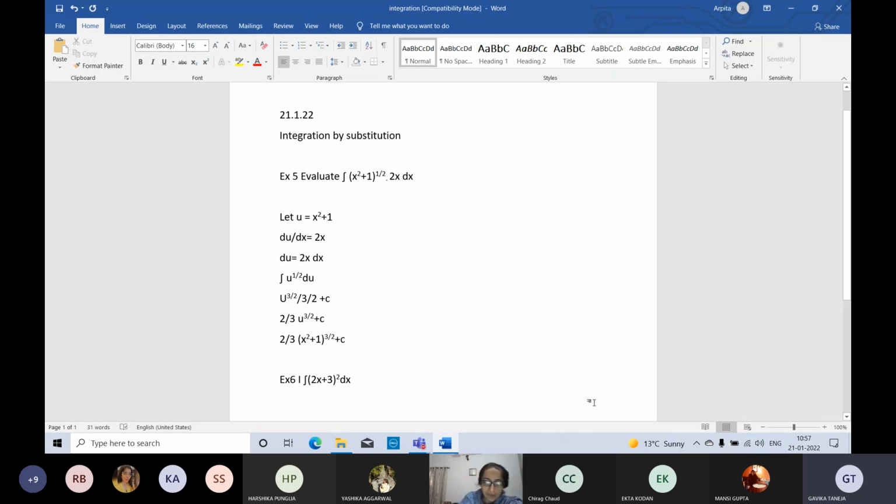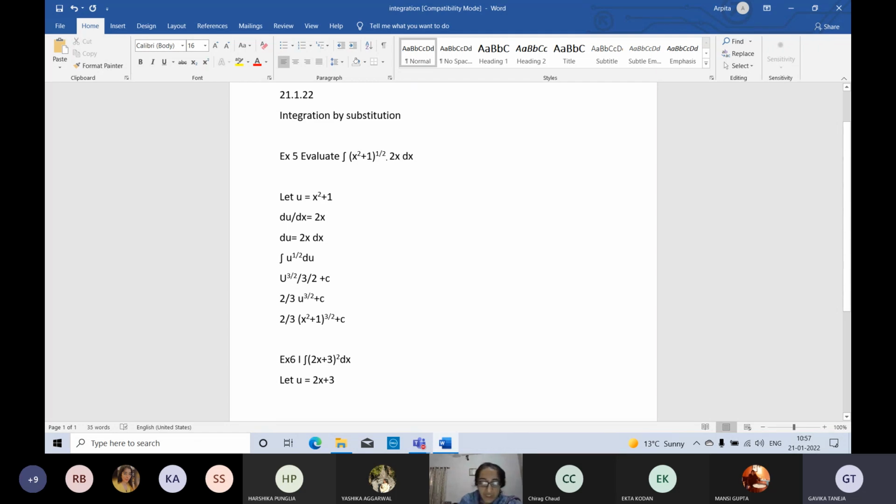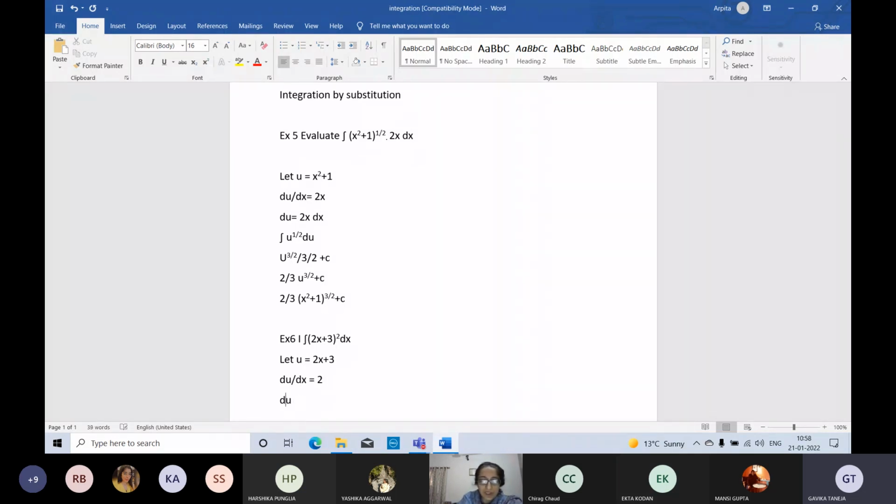Let's try. Let's see what we can do. Let u be equal to 2x plus 3. So again, I'm going to differentiate. I know du by dx, how much is it going to be? Du by dx is 2. So which also means that du is equal to 2 dx. Is it going to be 2 dx? Yes, ma'am.